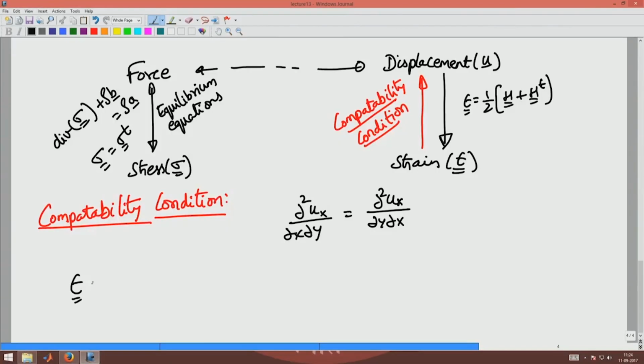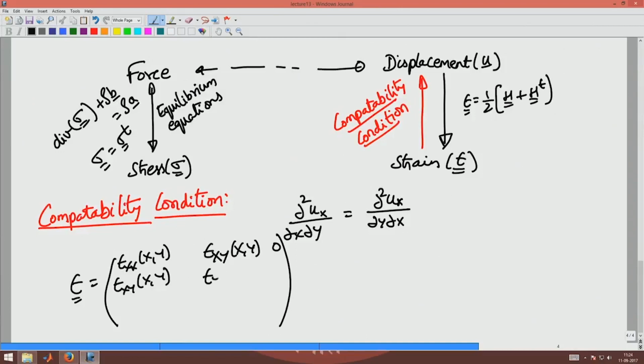Let us assume the strain is given by epsilon xx as a function of x comma y, epsilon xy some function of x comma y, 0, epsilon xy some function of x comma y, epsilon yy some function of x comma y, 0, 0, 0, 0. Say I prescribe this epsilon xx, epsilon xy and epsilon yy. Now, from this prescription I have to be able to find the components of the displacement ux and uy.